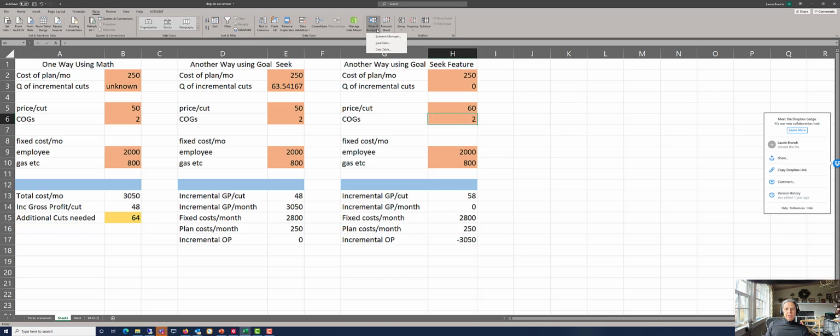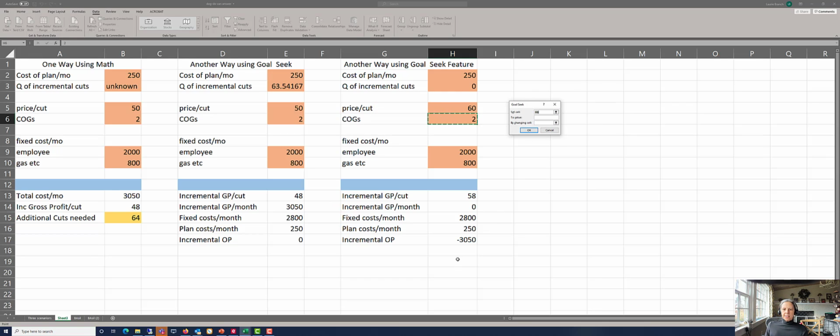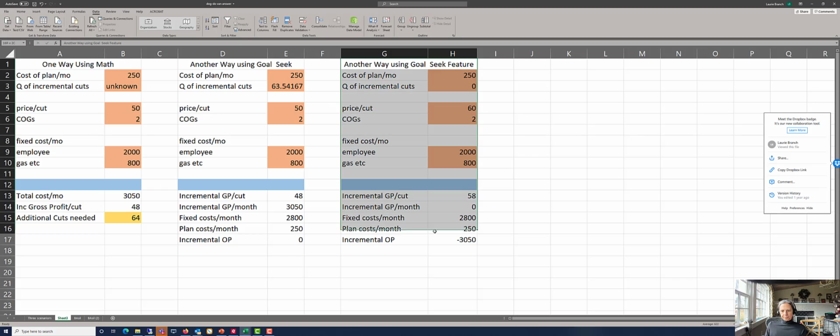We're going to go to our What-If scenario, Goal Seek, our little pop-up, move them off to the side so we can work with it. We want to set our incremental profit cell to 0 by changing our quantity of incremental cut cell. We hit OK, and it's going to tell us 52.58 or 53 cuts. And let's do that one more time.